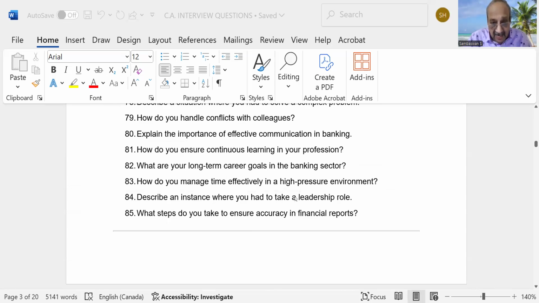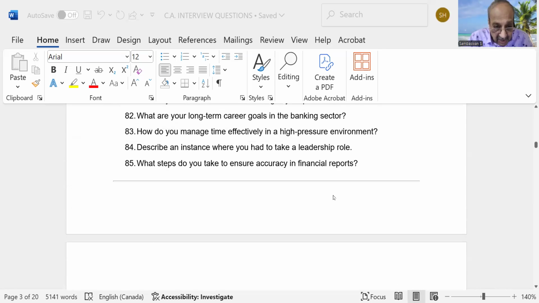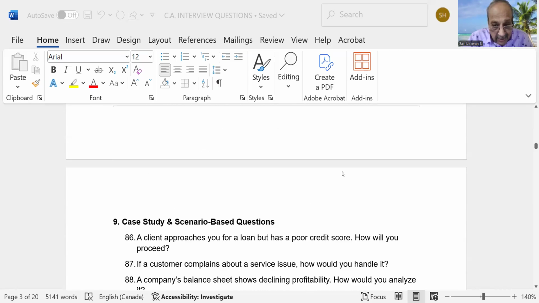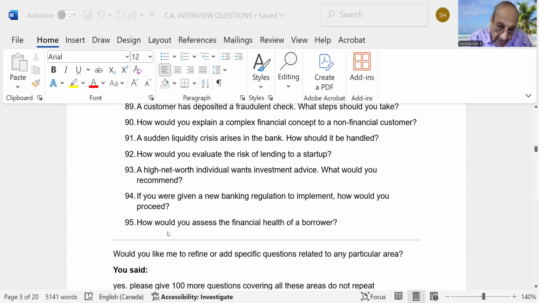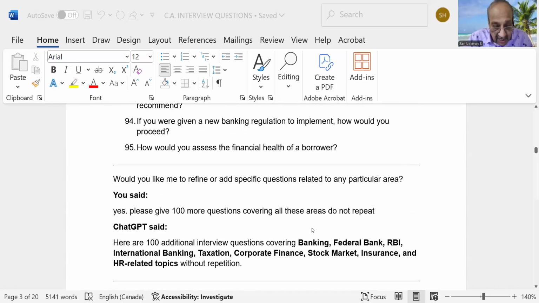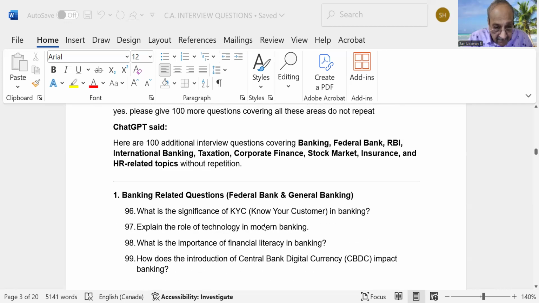How do you manage time effectively in a high-pressure environment? What steps do you take to ensure accuracy in financial reports? A company's balance sheet shows declining profitability. How would you analyze it? How would you assess the financial health of a borrower?